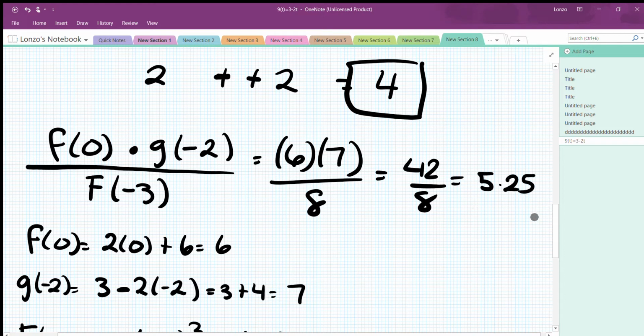Okay, so that wraps it up for this section.